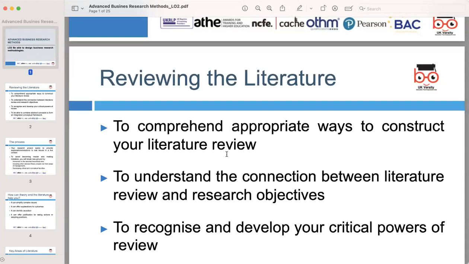When constructing your literature review, it's important to follow some key guidelines. Firstly, you need to define your research objectives clearly. By having a clear understanding of what you want to achieve in your study, you can ensure that your literature review aligns with your research goals.